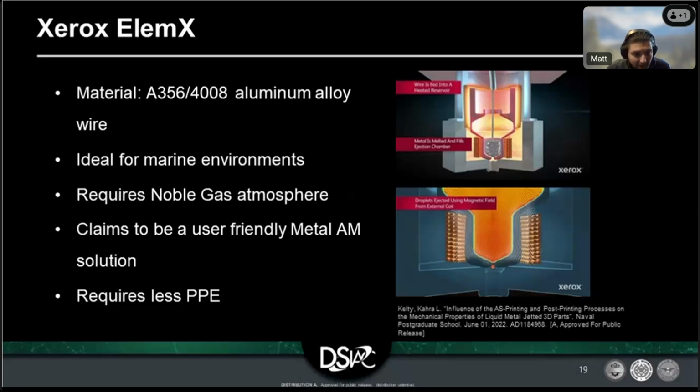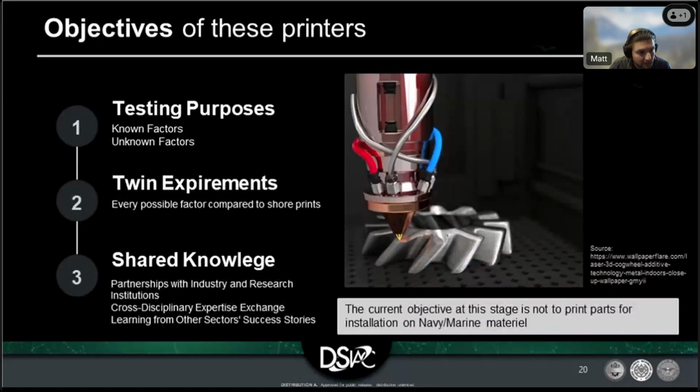And so the general idea of how it works is wire, just like the previous printer was. The material is wire fed, comes on a spool. So it's fed into a heated reservoir. The metal is melted and falls into the injection chamber. And then I'm sure there's a lot of proprietary stuff in here, but the droplets are ejected and deposited using magnetic fields from an external coil. So pretty cool technology there, and you get some decent parts. So like I said earlier, the objective of these printers is we have the known factors that affect the prints.